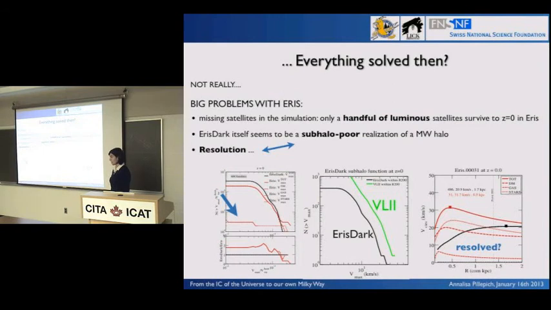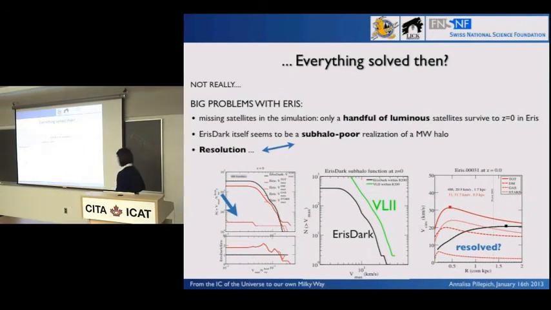I have just 3 or 4 compared to the 10 of the reality, if you want to make comparisons. Another struggle is that even when I look at the Eris simulation only at its dark matter, and I compare it to Via Lactea, and this is the cumulative mass function, Eris dark appears to be subhalo poor. And it's subhalo poor, never mind which kind of renormalization I put here to take into account that the mass of Eris dark is smaller than the mass of VL2, so of course it has a smaller number of subhalos.